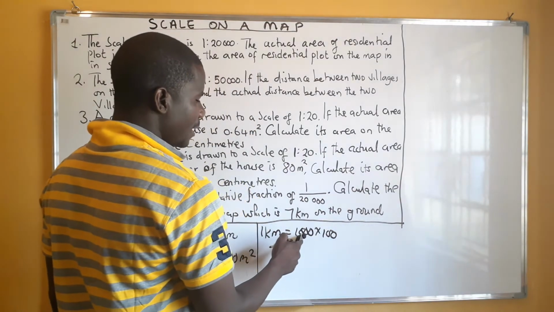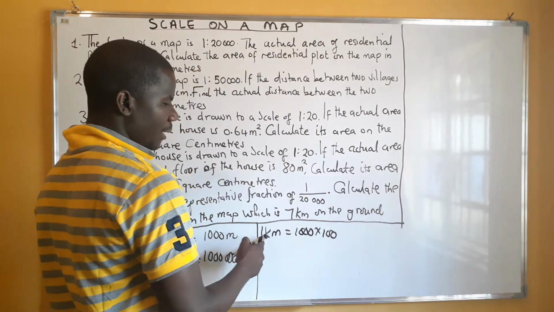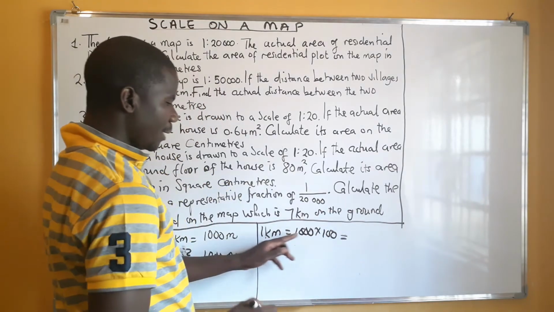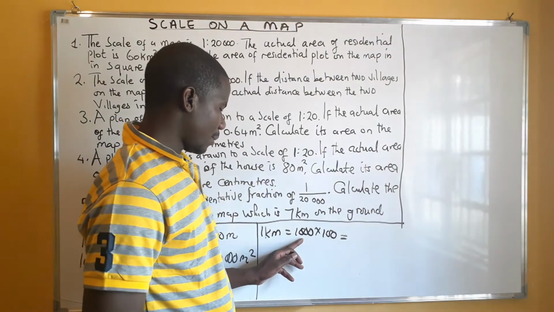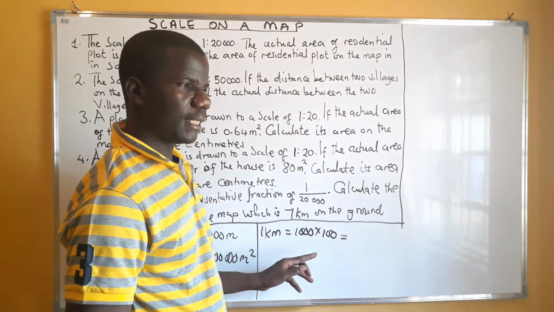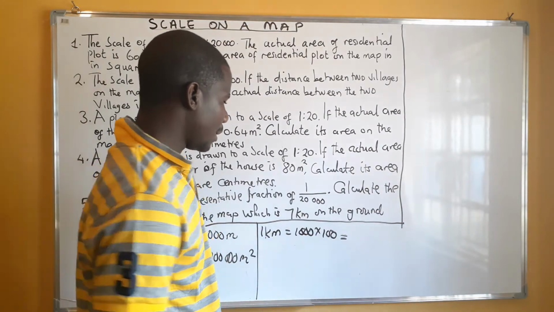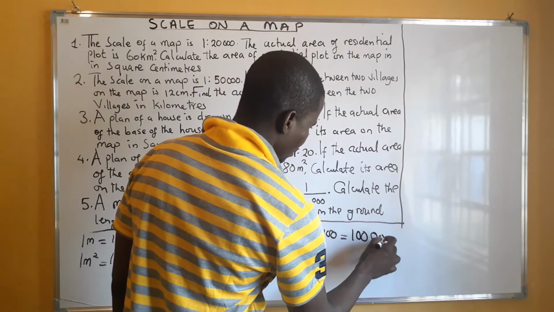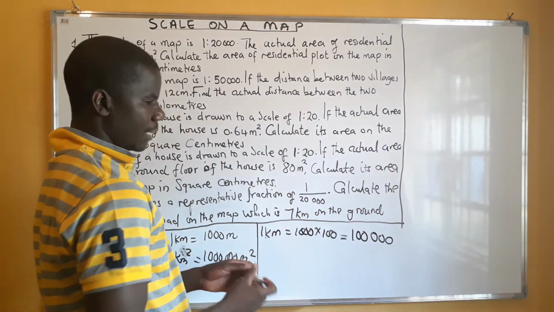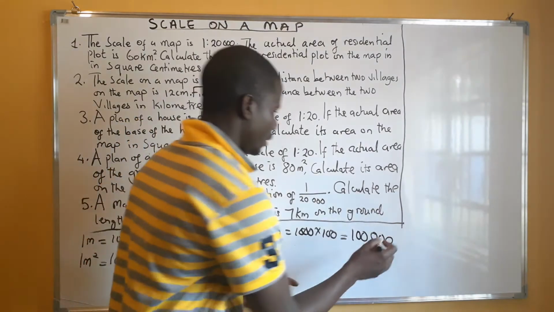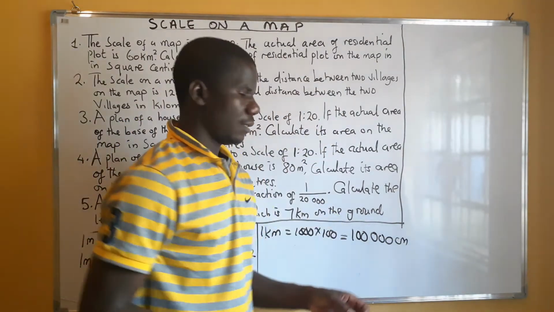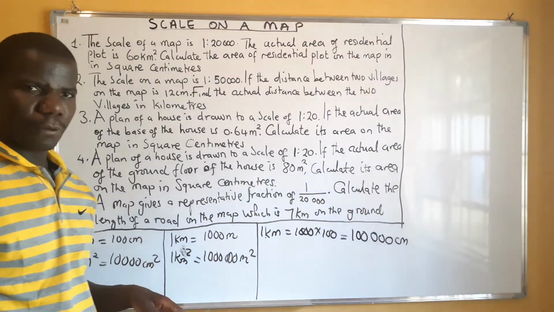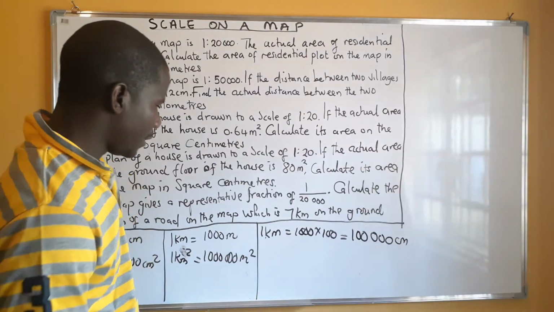So we are converting meters, which give us a kilometer, to centimeters, because 1 kilometer is equal to 1,000 meters. Then 1 meter is equal to 100 centimeters. So what do we get here? We're going to get 100,000. This is the centimeter. That's very important for us to follow there, please. So then what if we square this side?